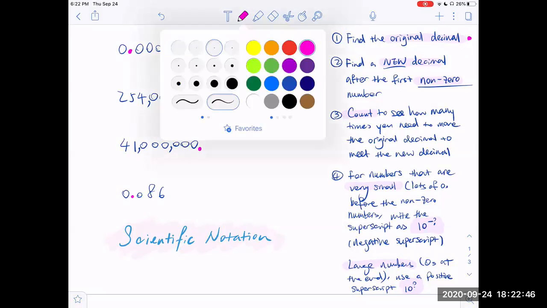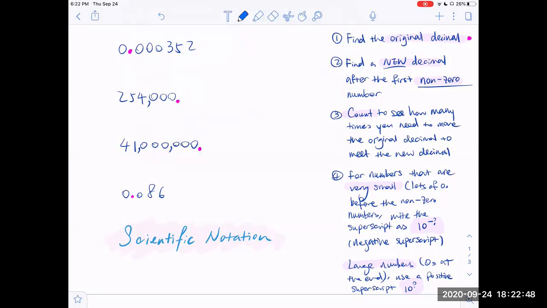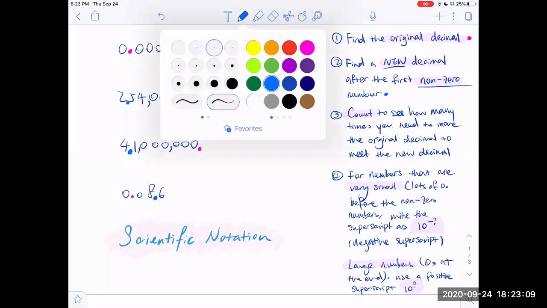Now, you need to find a new decimal. So how do you find a new decimal? You want to put the new decimal after the first non-zero number. So this is where we want to put our new decimal, okay? And then this is where we want to put our new decimal. And right here. Now you see a difference between the original and the new.